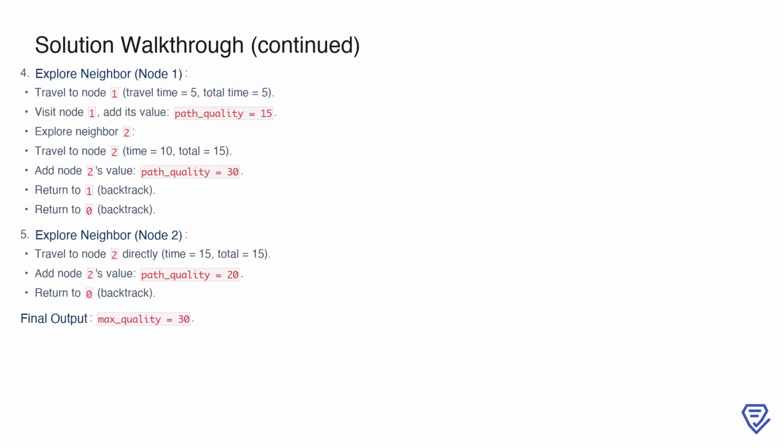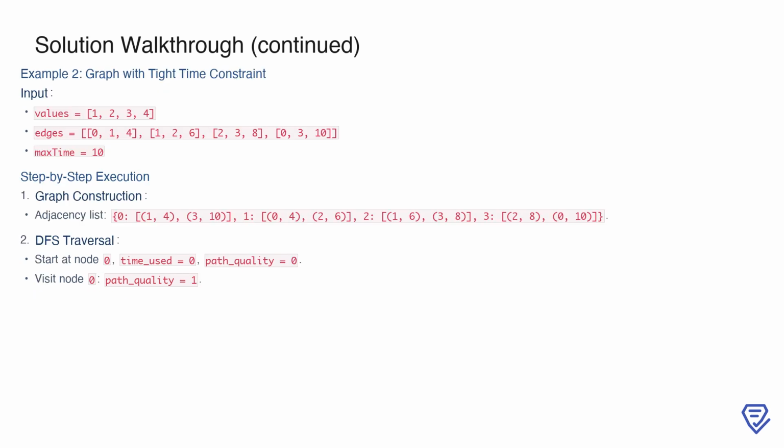After exploring all possible paths within the time limit, the maximum path quality achieved is 30. Now let's look at another example, where the graph has a tighter time constraint. The graph consists of 4 nodes, and the edges define the travel times between them. The time limit for this example is only 10 units.